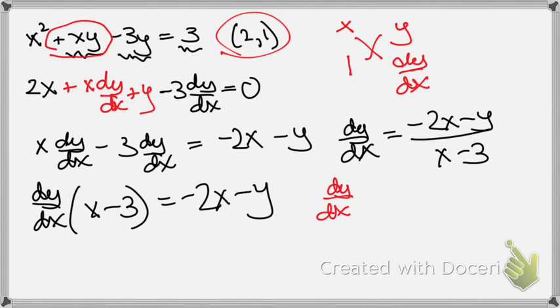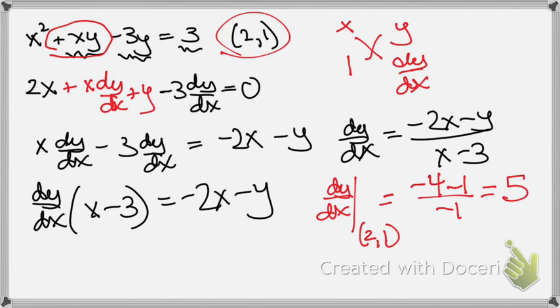So dy/dx evaluated at (2, 1) would be, plugging in a 2, I'd get negative 4 minus 1. And plugging in a 2 again, I get a negative 1. Negative 5 over negative 1. 5, double check my math, but I think that's it. A.